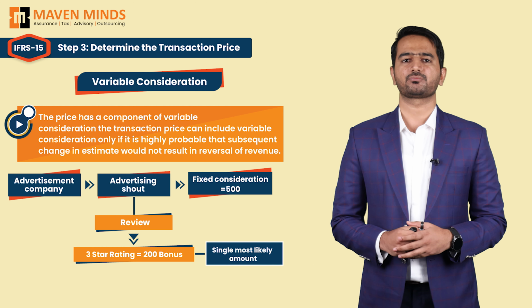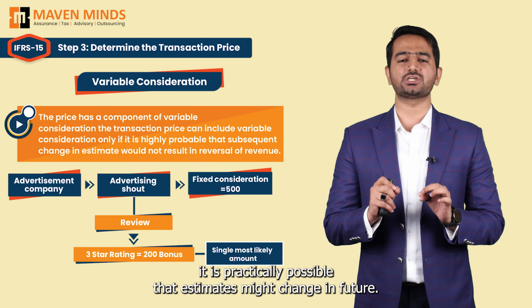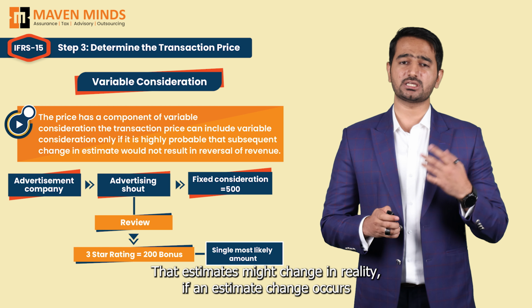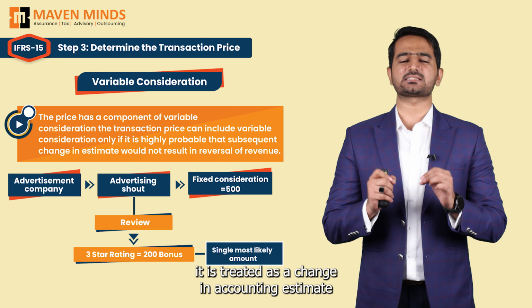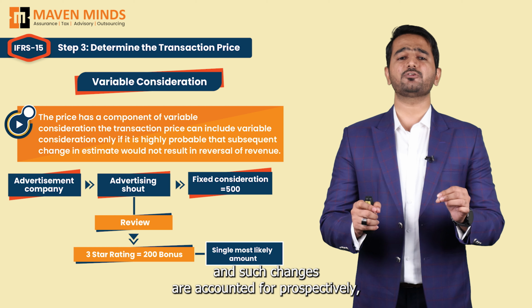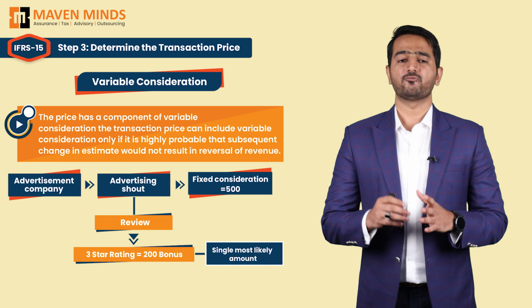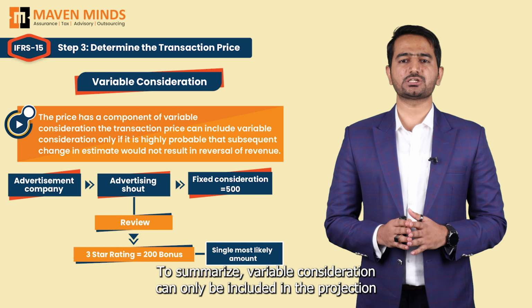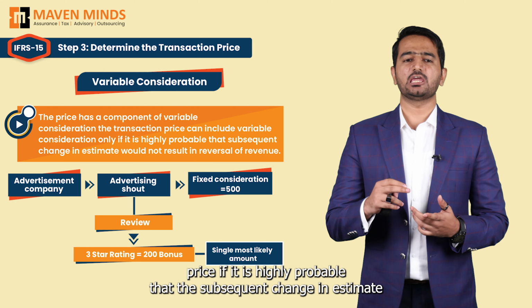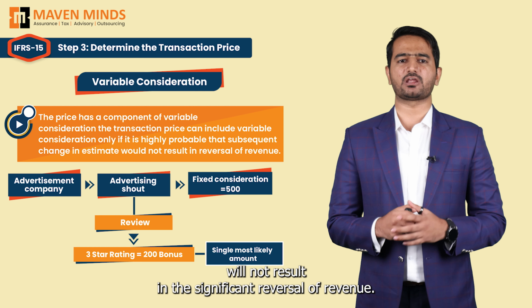While our discussion and estimates are based on probabilities, it is practically possible that estimates might change in the future. If an estimate change occurs leading to a reversal of revenue, it is treated as a change in accounting estimate, and such changes are accounted for prospectively, meaning they are applied to the future financial statements without retrospectively adjusting the past financial statements. To summarize, variable consideration can only be included in the transaction price if it is highly probable that the subsequent change in estimate will not result in the significant reversal of revenue.